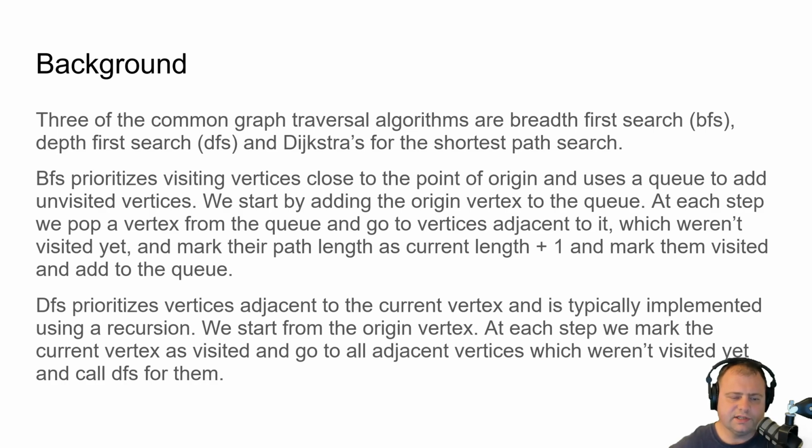And DFS prioritizes vertices adjacent to the current vertex and is typically implemented using recursion. We start from the origin vertex, and at each step we mark the current vertex as visited and go to all adjacent vertices which weren't visited yet and call DFS for them. So we are going to the next vertices in depth before finishing visiting all vertices adjacent to the current vertex.